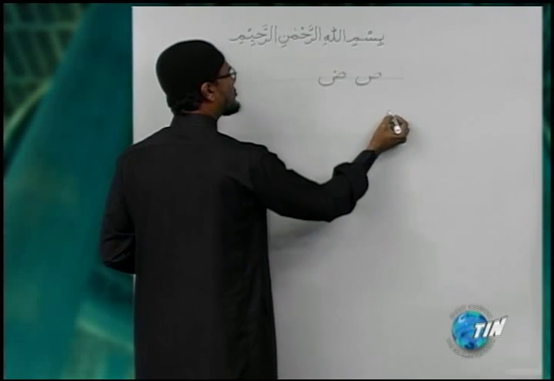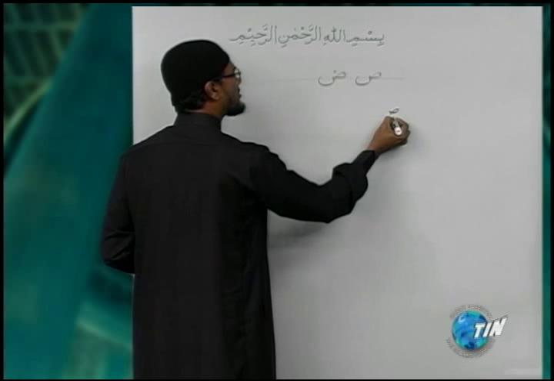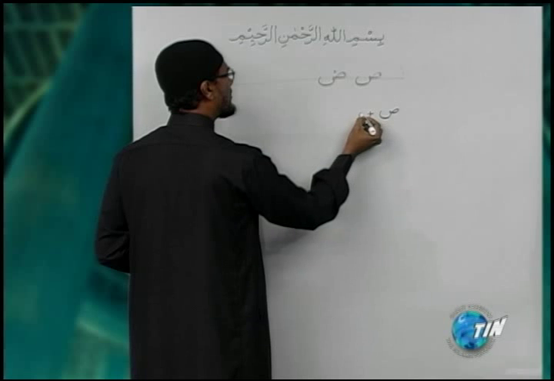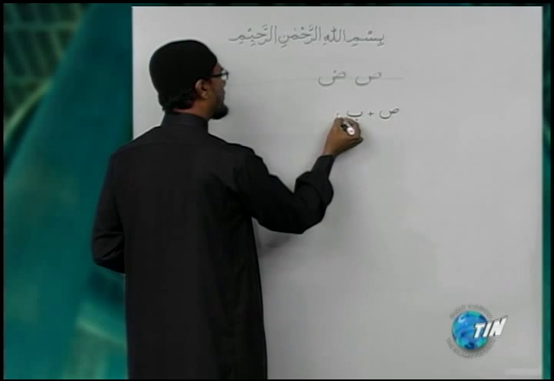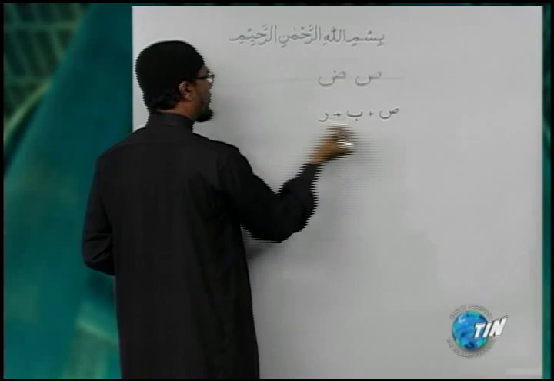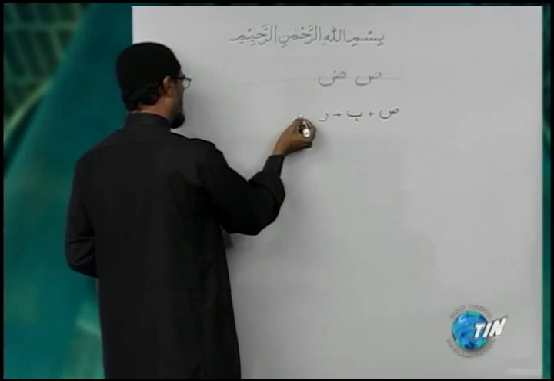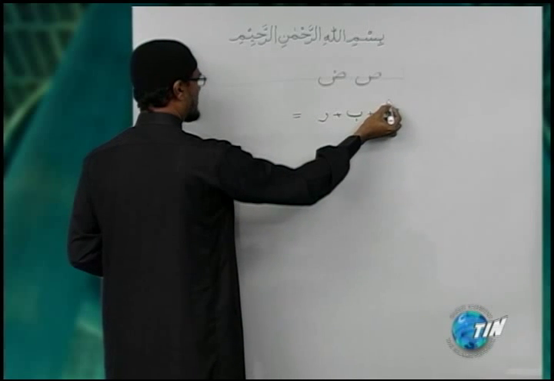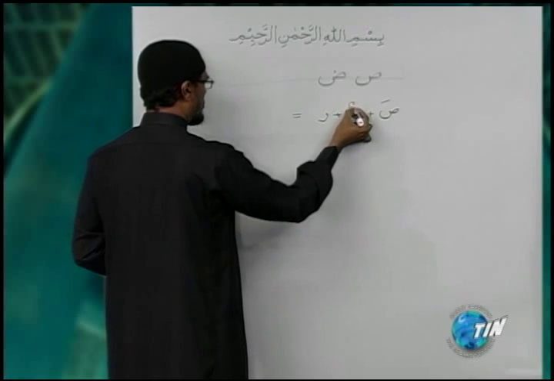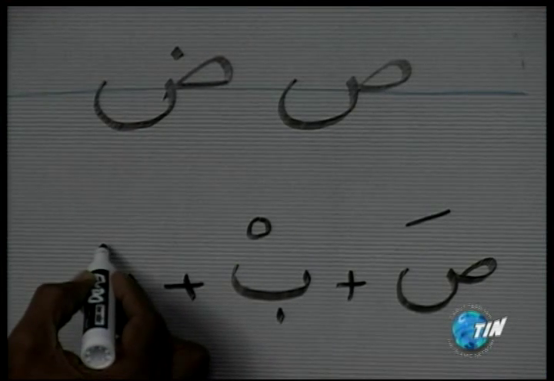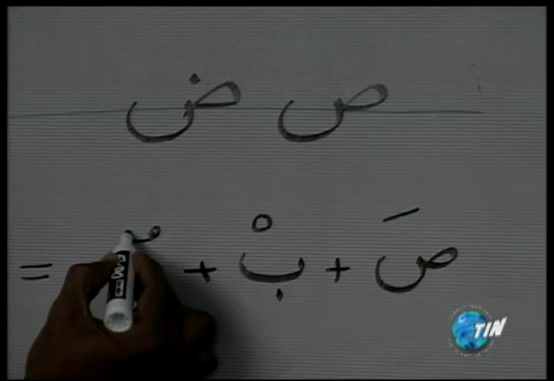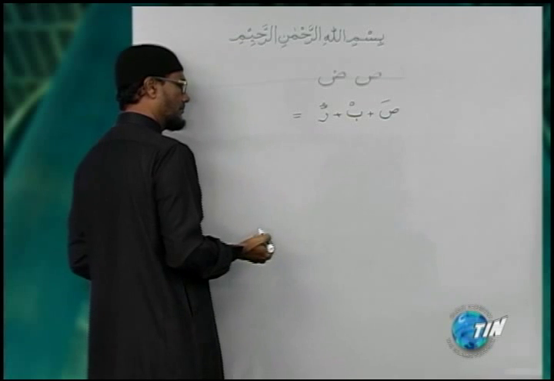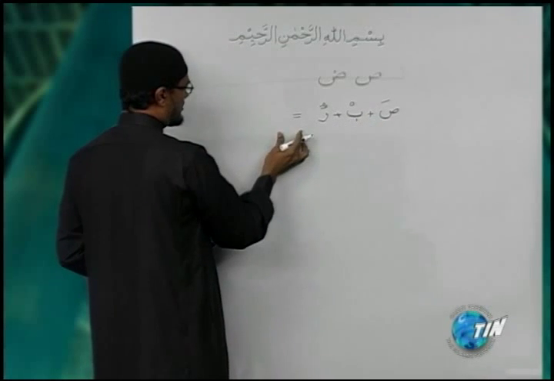Okay? Sod and Dod. Now, supposing we have a word beginning with the letter Sod. Let's say, for example, we want to join these 3 letters. Let's say you have Sod plus a Ba plus the letter Ra. We want to join the 3 letters together. What would we have? Now let's suppose we put in some vowels there. Fatha, Sukoon. Okay? Let's put Tanween, Dhamma. So we want to join these 3 letters.